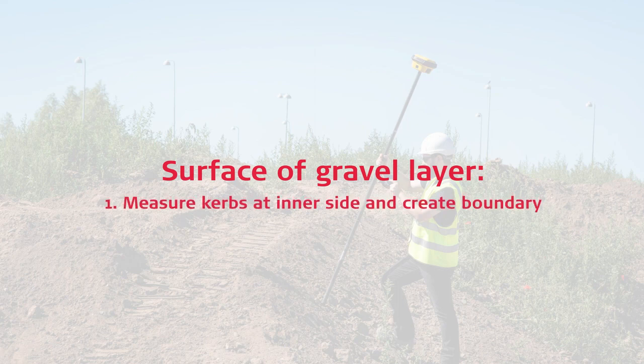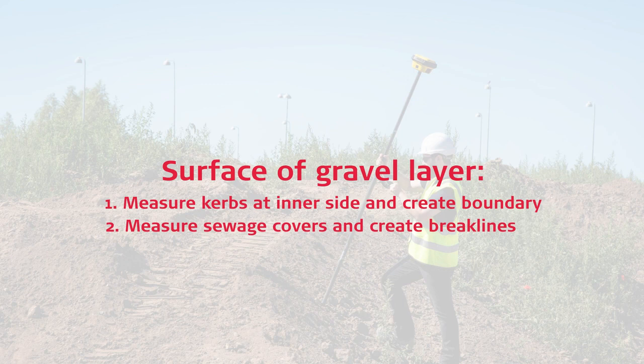First, we will measure the inner side of the curbs and create the boundary. Second, we will measure the sewage covers and add break lines between these points and the edge points. Third, we will shift the created surface down, and on top a layer of asphalt will finalize the parking lot.